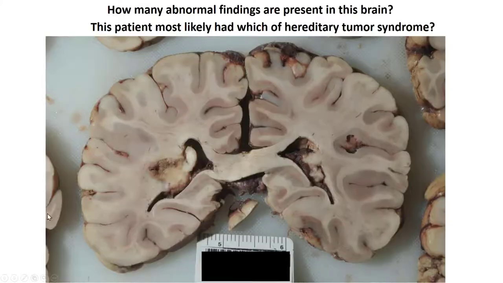Okay, let's get started. So mystery case number 2. The question is, how many abnormal findings can you find in this brain? How many abnormal findings are present in this one slice of brain tissue?